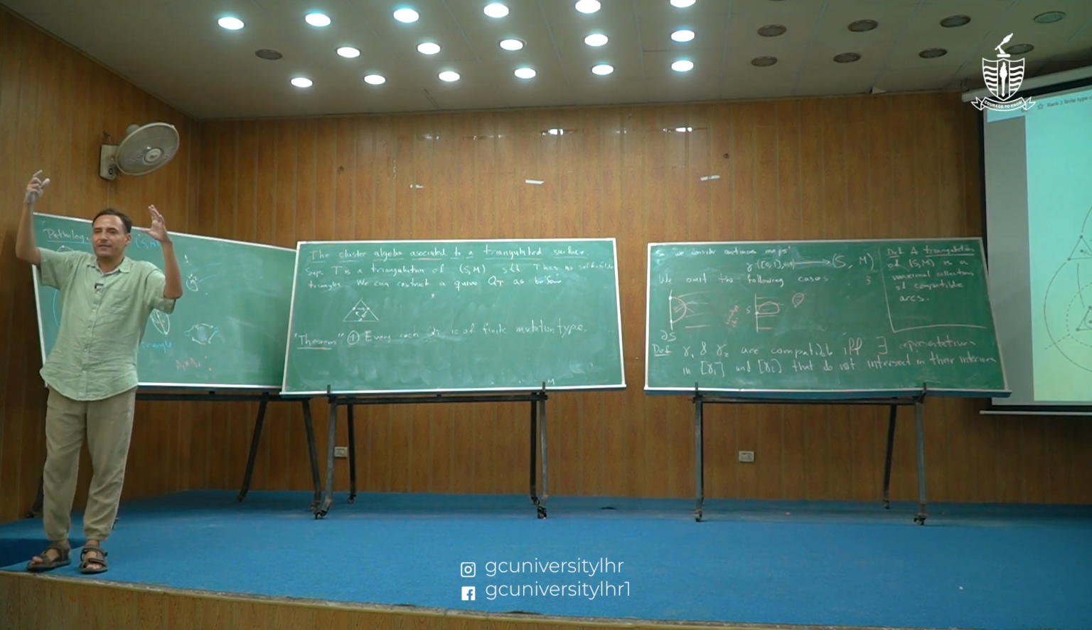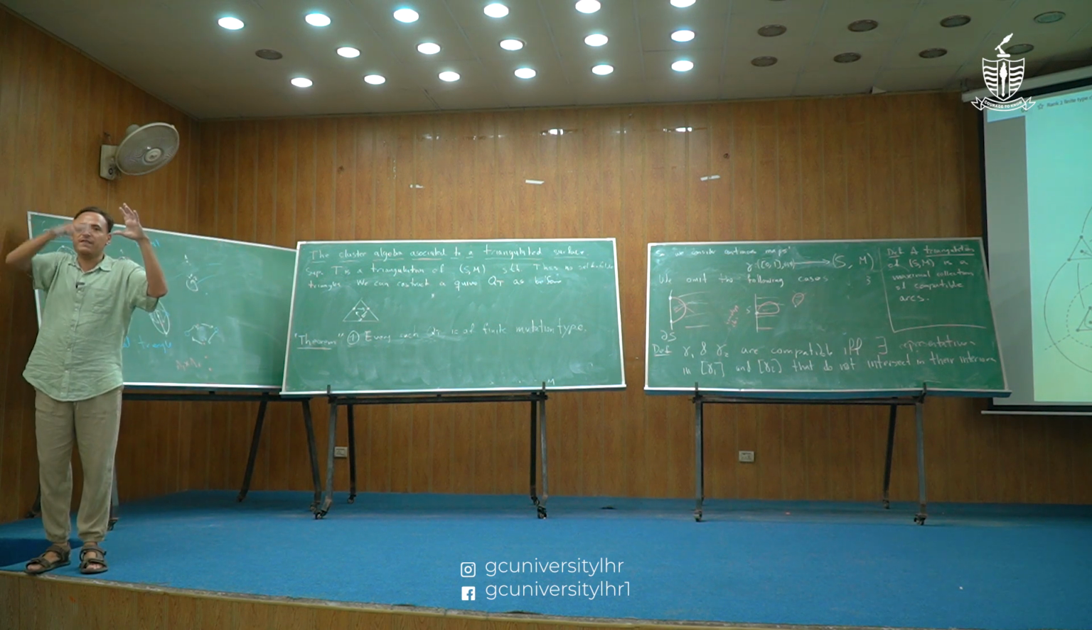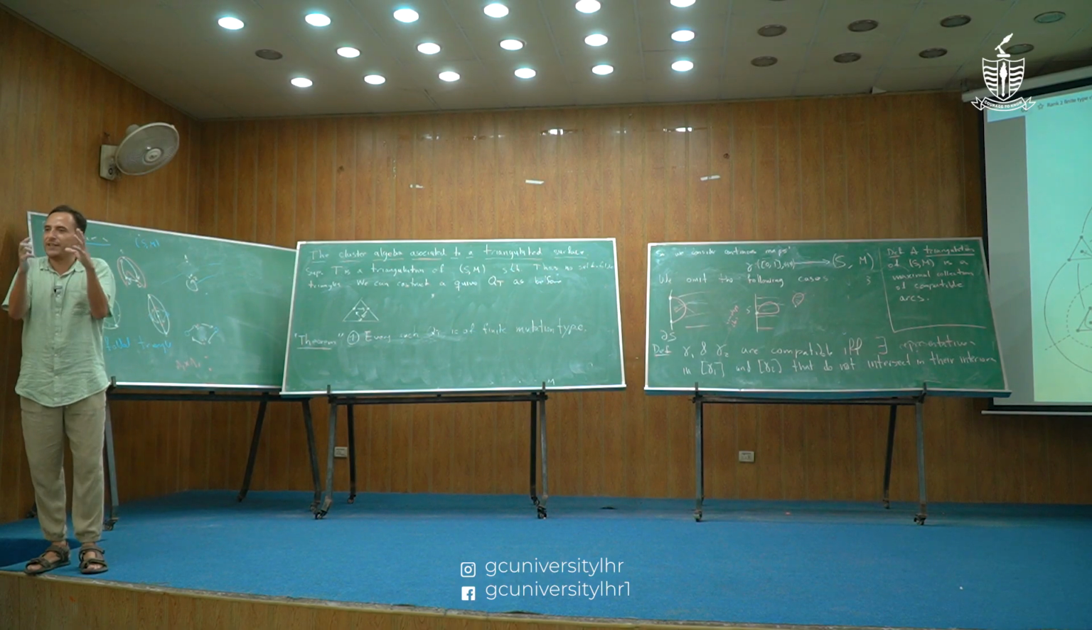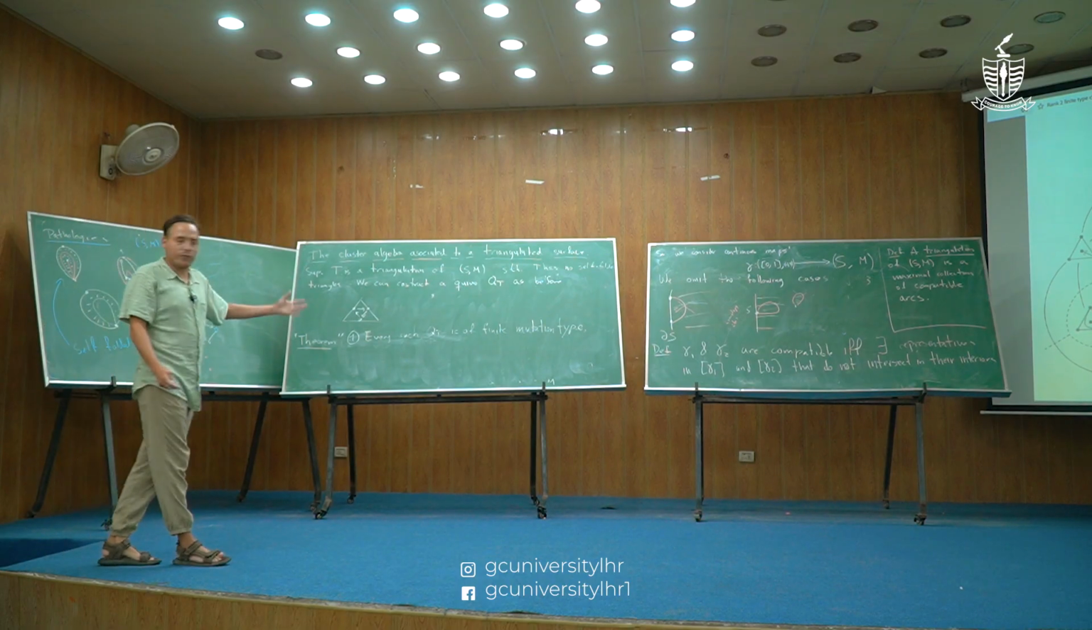I cannot find an infinite number of different triangulations of a polygon just with its diagonals. It's not possible. Everything is finite. Right? So it's the same for surfaces.